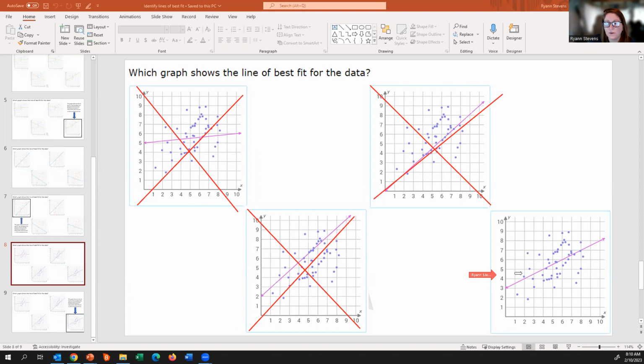Say 1 through 23 on the top. And this one has 24 on the bottom. So looking at this line of best fit, it does seem to go through the data a lot better than any of our other choices.